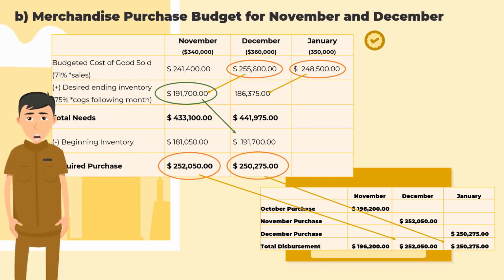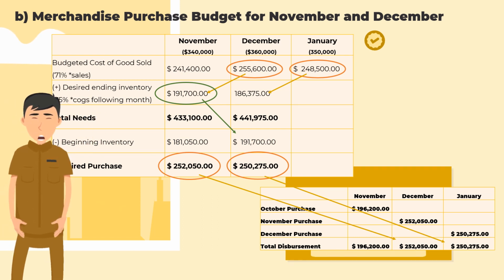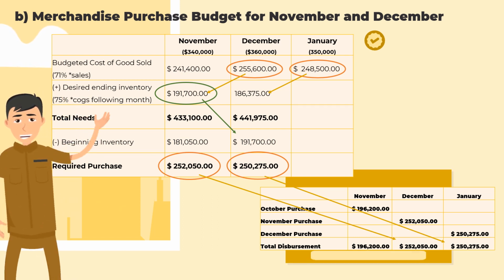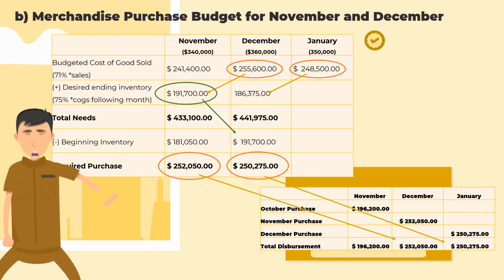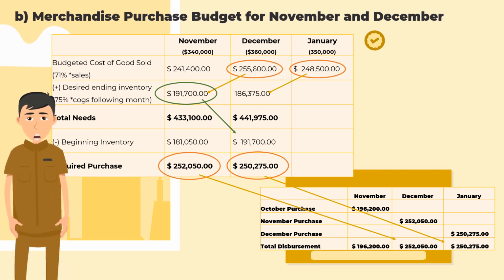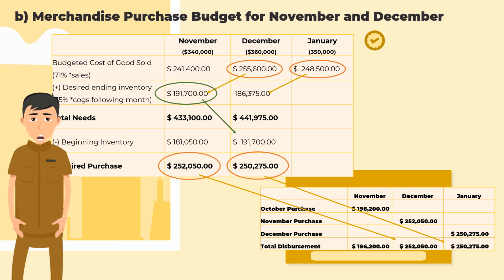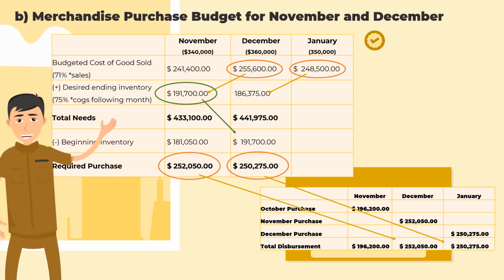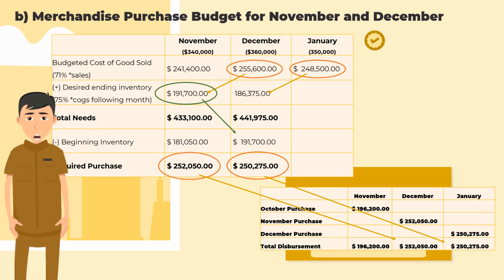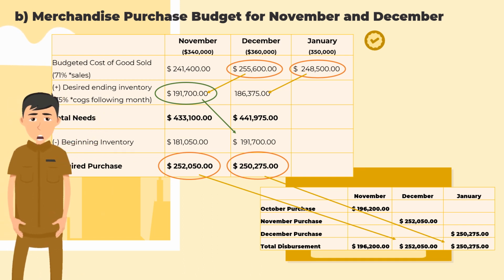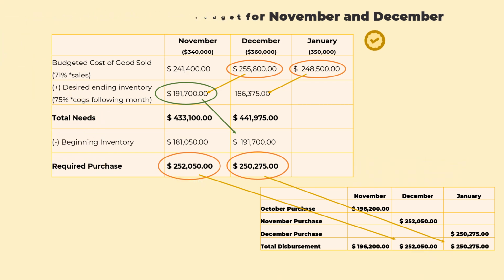And then after that, we need to form the cash disbursement, which is for November, December, and also January. Okay, so for November disbursement, we simply take it from the accounts payable of October, which is from the balance sheet, 196,200. And for December, just take it from the November purchase, which is 252,050, and for January, we just take it from the December purchase that we calculated before, which is 250,275. Alright, so we can get the total disbursement.